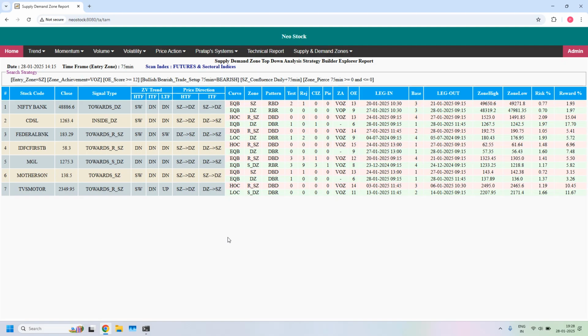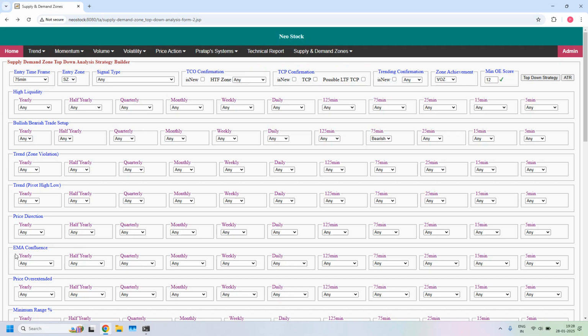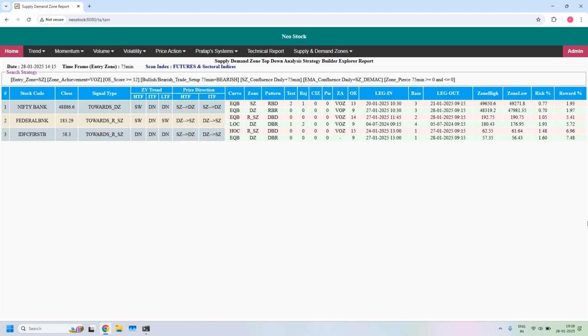In these 7 stocks, the 75 minute supply zone is overlapped with the daily supply zone. And the daily supply zone is having daily EMA confluence. They are even more high probability trade setup supported stocks because the daily trend, ITF trend, is down in all these stocks. Let's verify. In the EMA confluence at a daily time frame, I am setting the filter daily supply zone having daily EMA confluence. With this filter, we got 3 stocks.